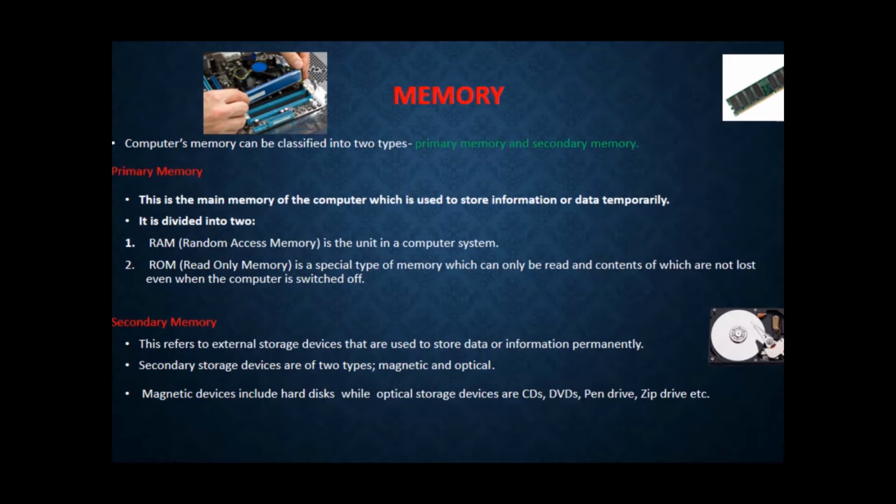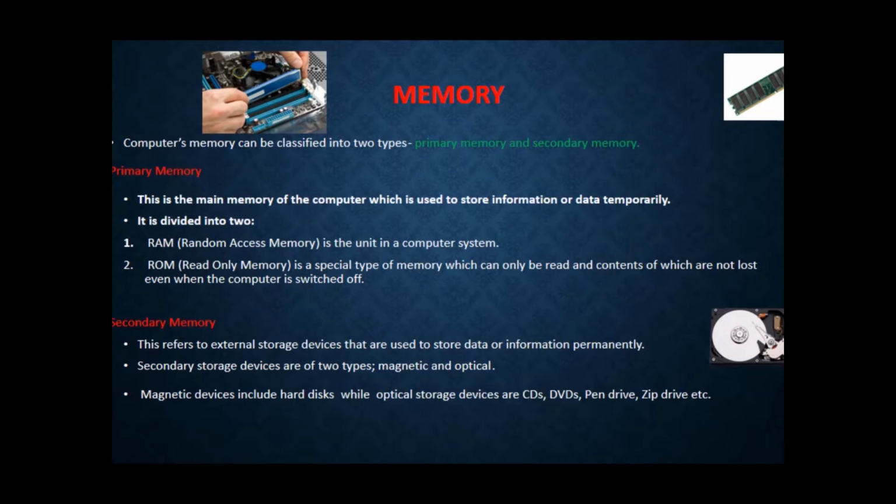This refers to external storage devices that are used to store data or information permanently. Secondary storage devices are of two types. Now that's magnetic and optical. But back to the definition. This one stores data permanently. It's not like the primary memory.